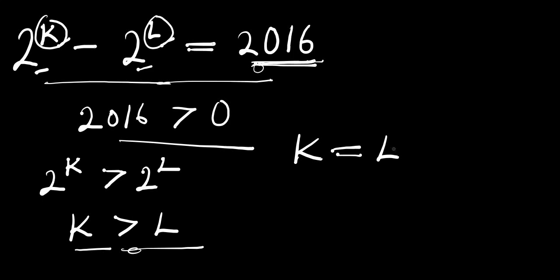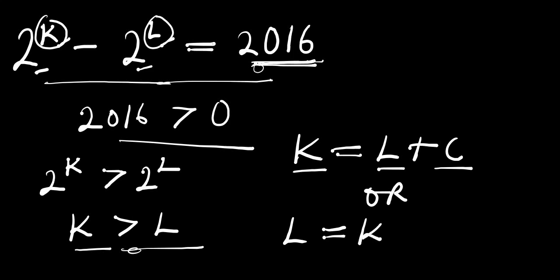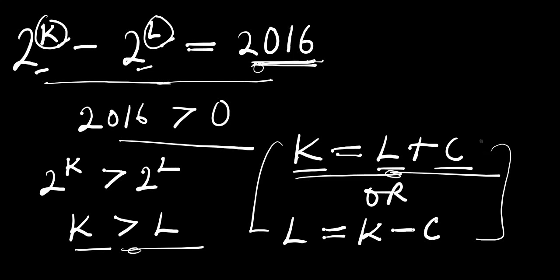And one of the ways of doing that is by adding a constant, maybe c. So k equals L plus c. Or we can have L equals k minus c. So these are the ways of making k or L equal to each other. So after doing this, the next thing is we can as well consider this one. So let's work with this.